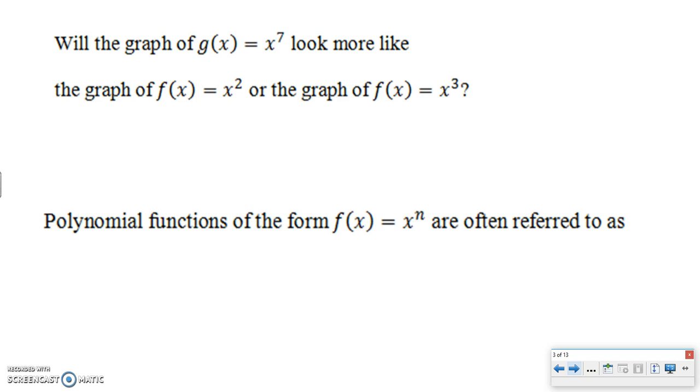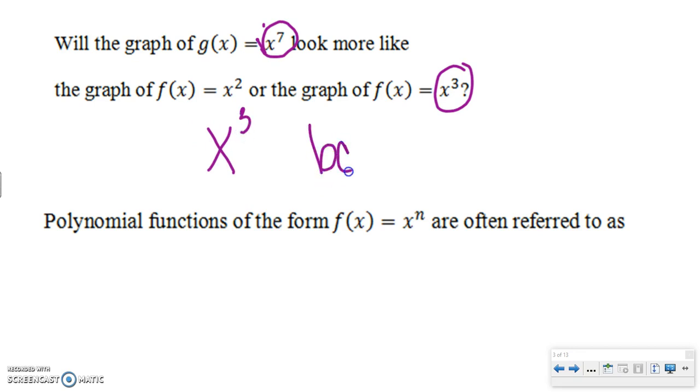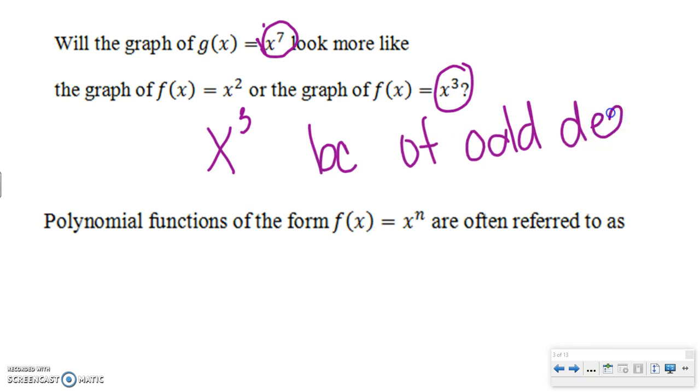Hopefully you're saying, well, the exponent here is odd, the exponent here is odd, maybe that has something to do with it, and actually it does. So x to the seventh will look more like x to the third because of the odd degree. And what is a degree again? A degree is the largest exponent that you see in a polynomial.